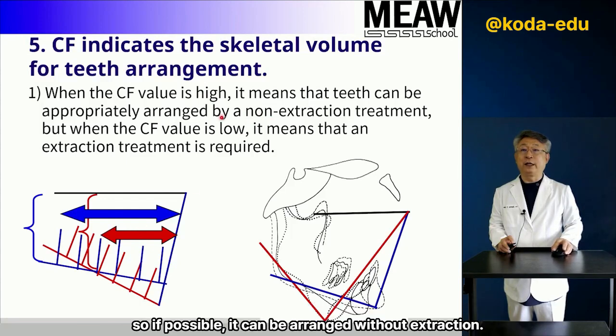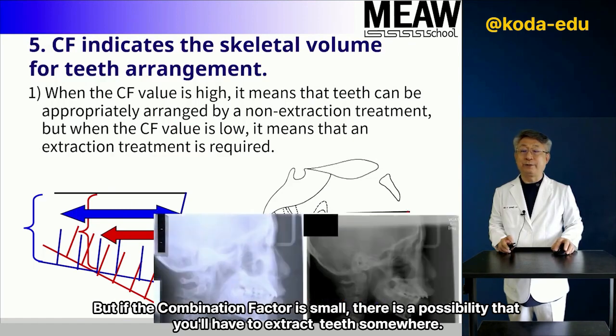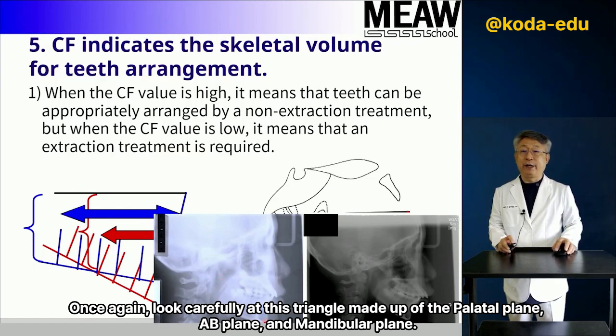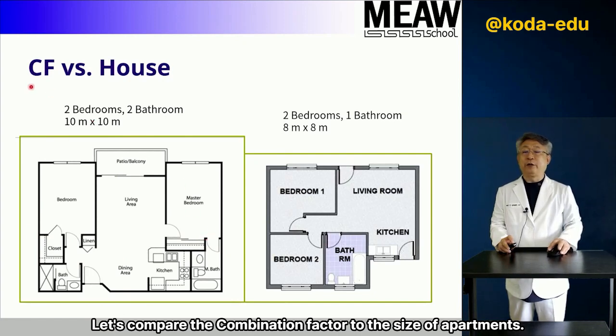So if possible, it can be arranged without extraction. But if the factor is small, there is a possibility that you'll have to extract teeth somewhere. Once again, look carefully at this triangle made up of the palatal plane, AB plane, IB plane, and mandibular plane. Let's compare the combination factor to the size of apartments.